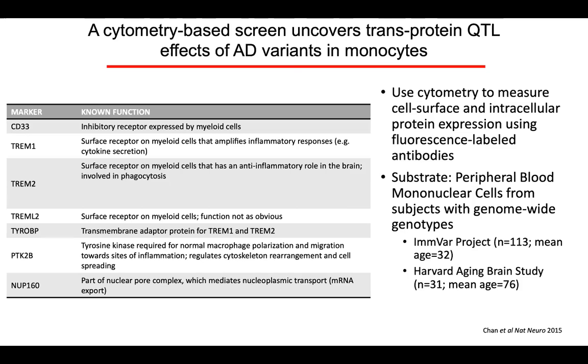through cytometry using fluorescence-labeled antibodies. And we did this in healthy subjects, since again, we were interested in the context of people before they had the disease. So we looked at both young individuals from the INVAR project and older individuals from the Harvard Aging Brain Study.